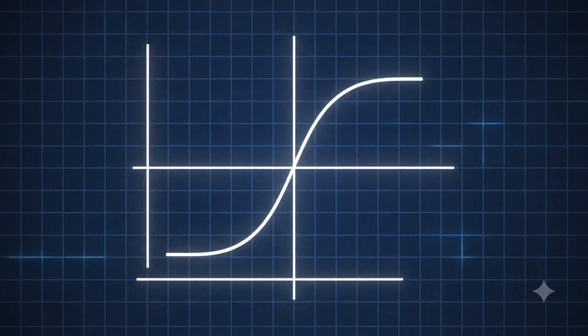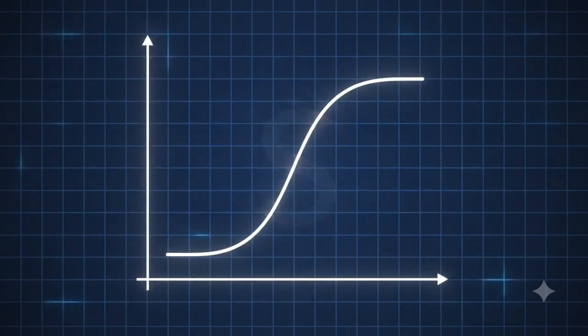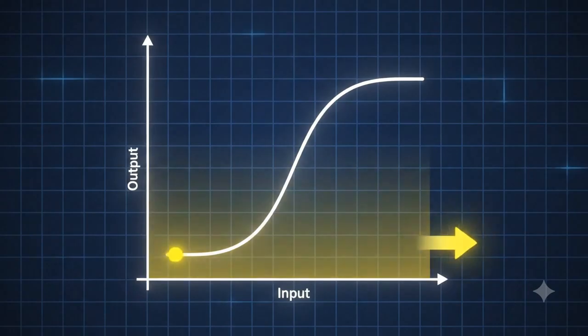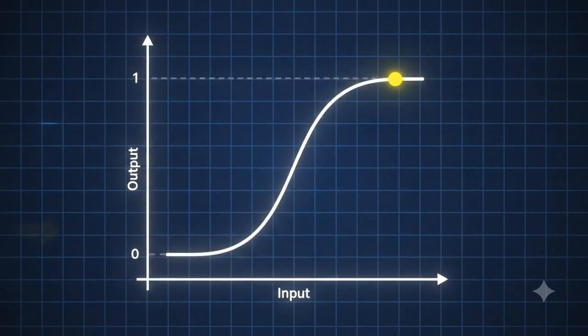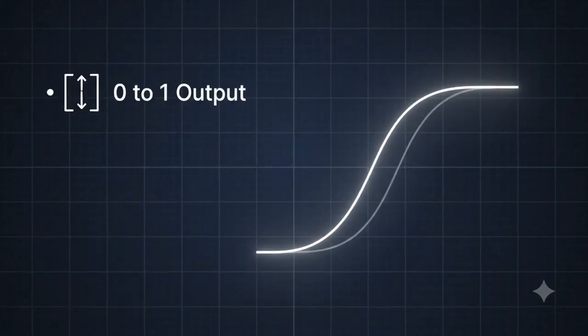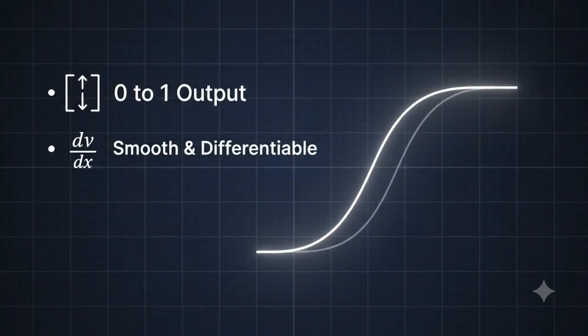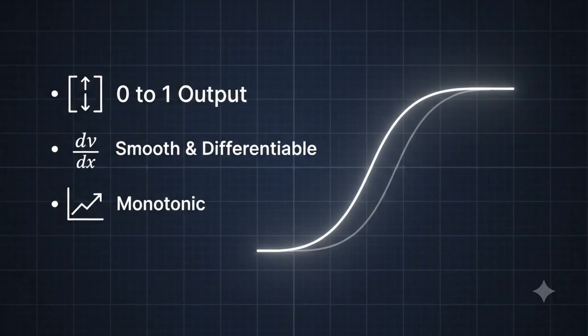Why is it called sigmoid? Because it looks like the letter S. As input goes from negative to positive, output smoothly moves from 0 to 1. Sigmoid outputs 0 to 1, is smooth, differentiable, and monotonic.